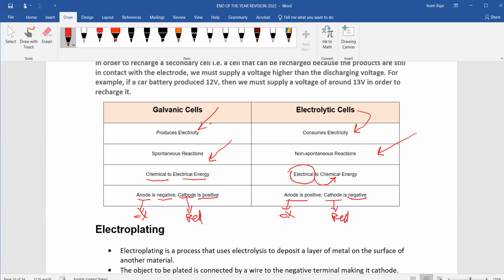But oxidation is happening at the anode, oxidation is happening at the anode. That's true for all cells. But in a galvanic cell, the anode where oxidation is happening is negative, and here the anode where oxidation is happening is positive.